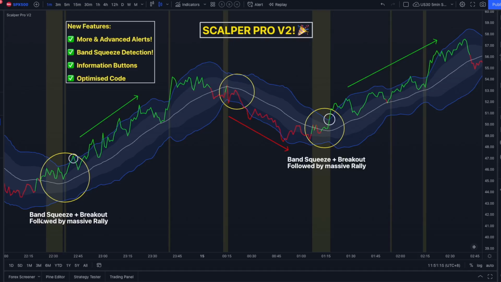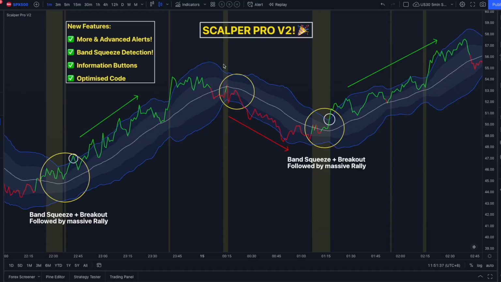So right here again we see a band squeeze with a breakout followed by a massive rally. Here we've been alerted by the band squeeze after the first candle close, and we broke out of that squeeze. Here we saw that squeeze nice and clearly. We broke out of it to the upside, and what happened? We followed with a massive rally.